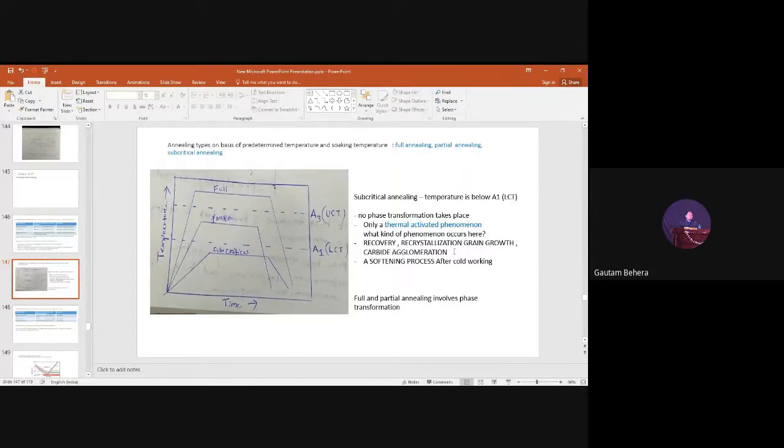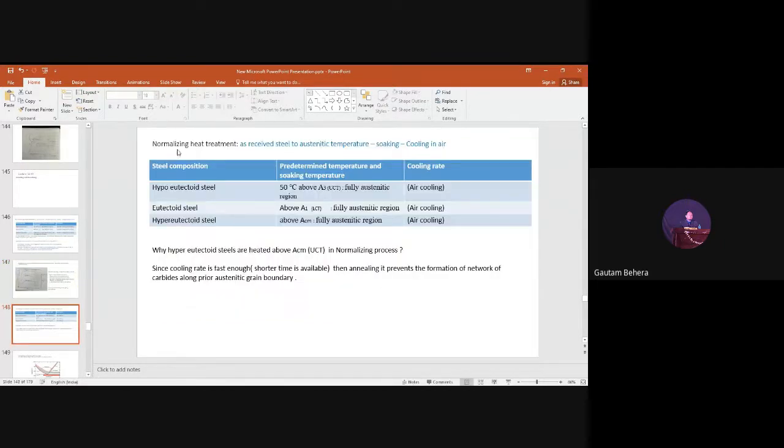So now, can you tell me again, if carbide agglomerates are there, a spherical form of carbides, like spherical cementite, will it be ductile or will it be brittle? Ductile. Yes, the answer is ductile. Okay, anyways, you have understood subcritical, partial, and full annealing. Full and partial annealing involve phase transformation, right? But subcritical annealing does not involve any kind of phase transformation.